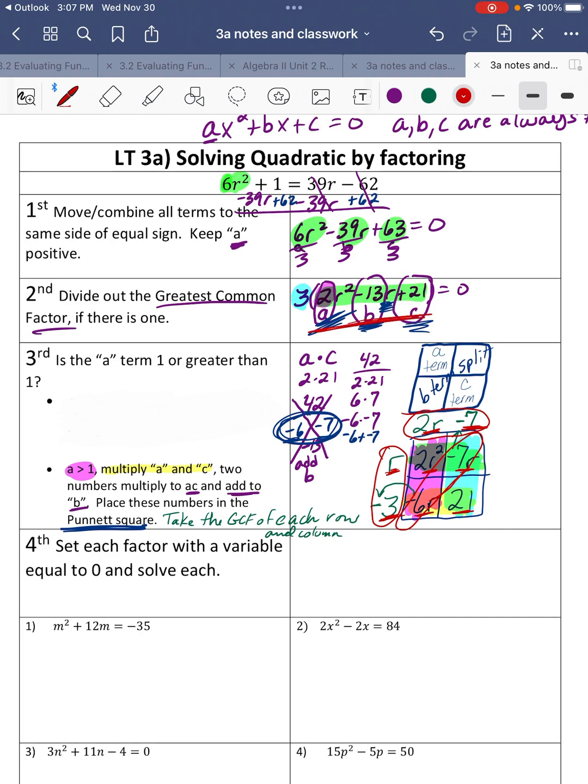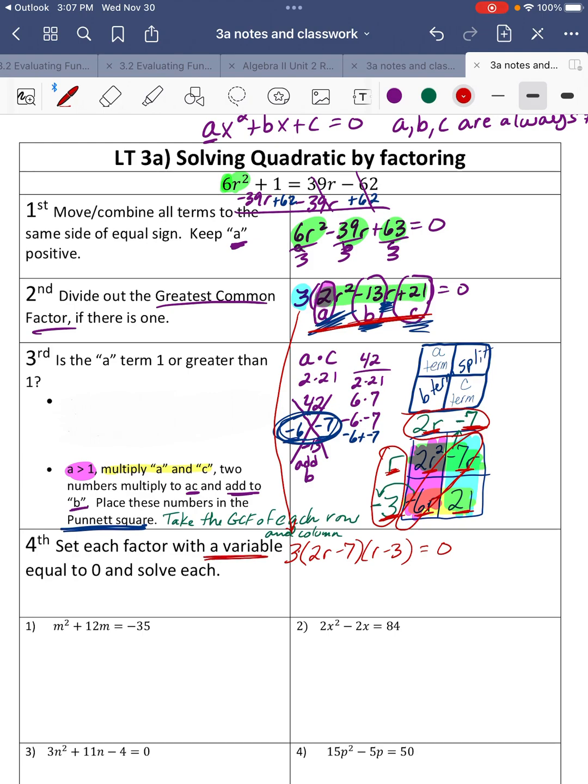So factors meaning multiply. So now we're going to set each factor equal to 0. So we have our factors. And don't forget about this 3 up here. That 3 comes down and is out front. That is still a factor multiplied. So now the problem is totally factored out.